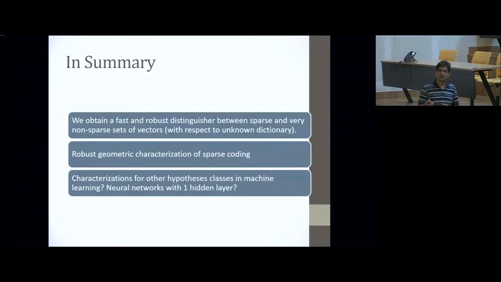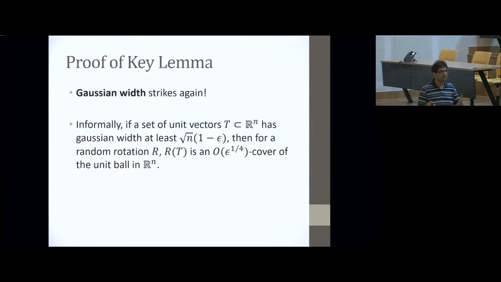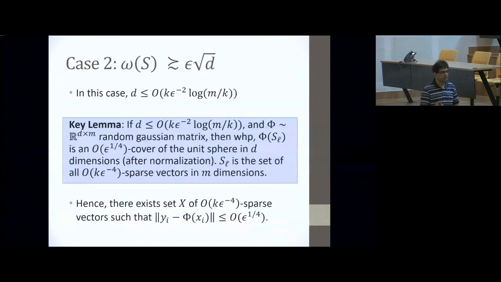Yeah, I showed in the other sense that if the Gaussian width is small, then you do have an approximately sparse representation. Yeah, actually you do with a few and use Gaussian concentration to say that the Gaussian width is small. So the algorithm just verifies whether the Gaussian width is small or not. So in the case when they are sparse, the Gaussian width is going to be small, and also if the Gaussian width is small, then there is an approximately sparse representation.